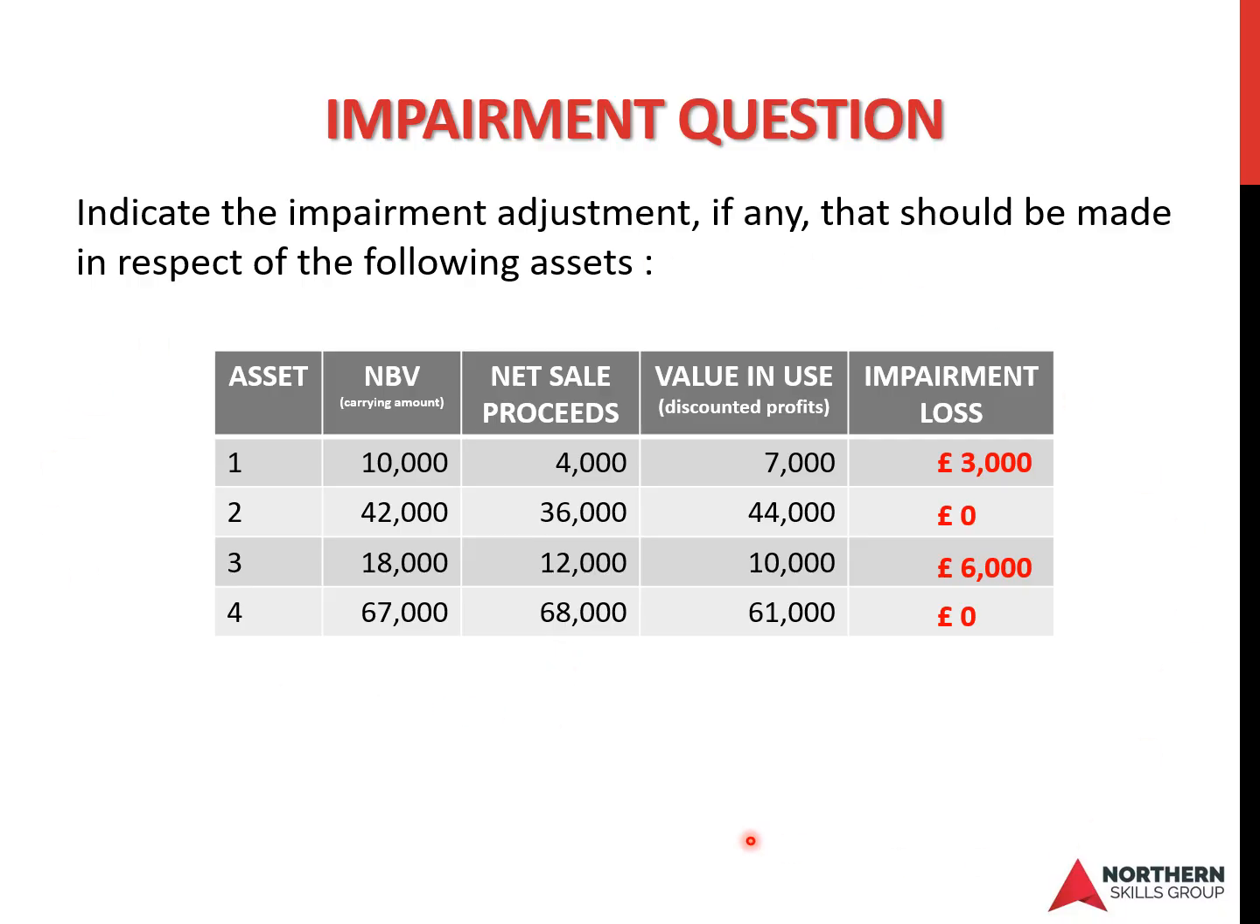So that's the sort of table that you might meet in task 5 of the exam when you're asked to calculate an impairment loss. So there's a total amount of £9,000 here that would be written off to profit and loss unless any of those assets have previously been revalued, in which case some of that write-off would go to the revaluation reserve rather than profit and loss.